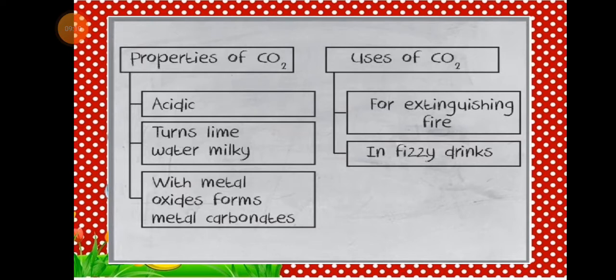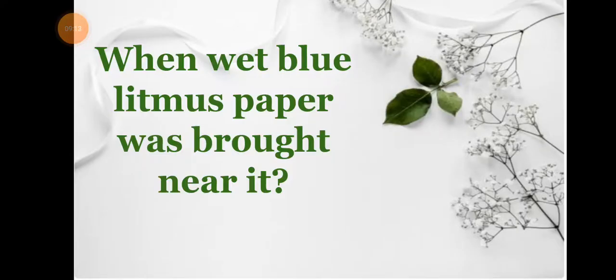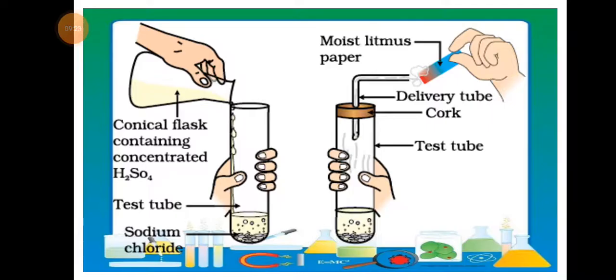Now, coming to the last question, when wet blue litmus paper was brought near it, what happens? When you bring a blue litmus paper, what will happen? So when we put a blue litmus paper, we will find that the carbon dioxide coming out of the test tube will turn the paper red.